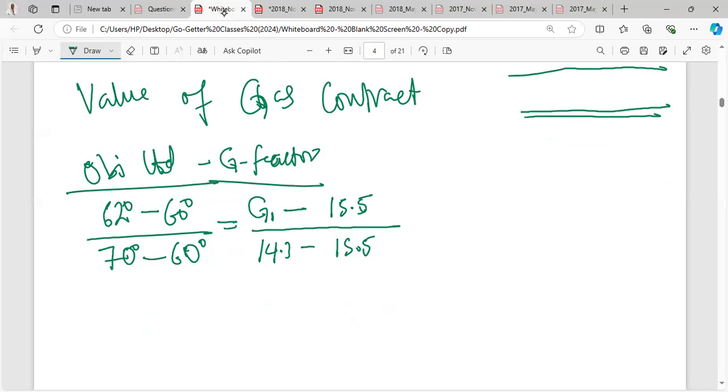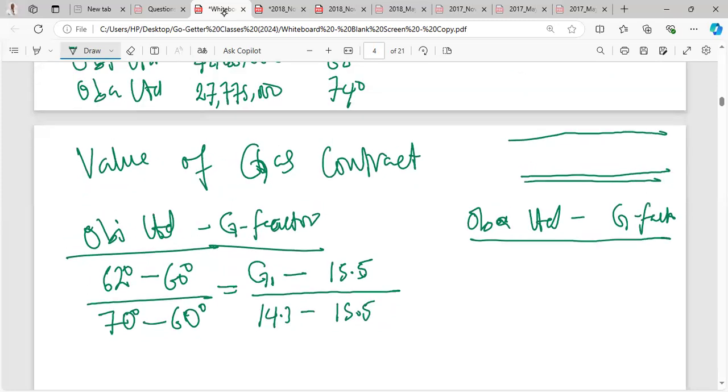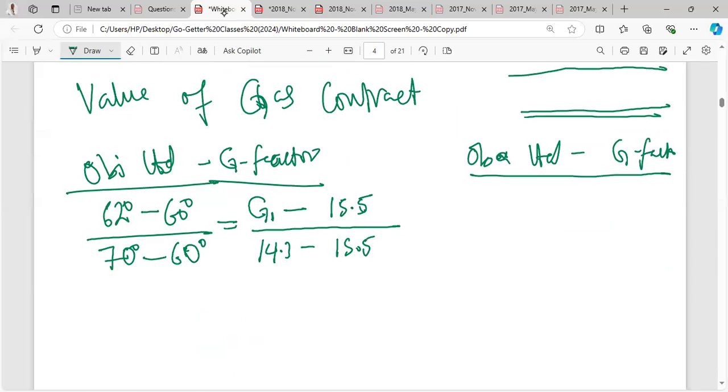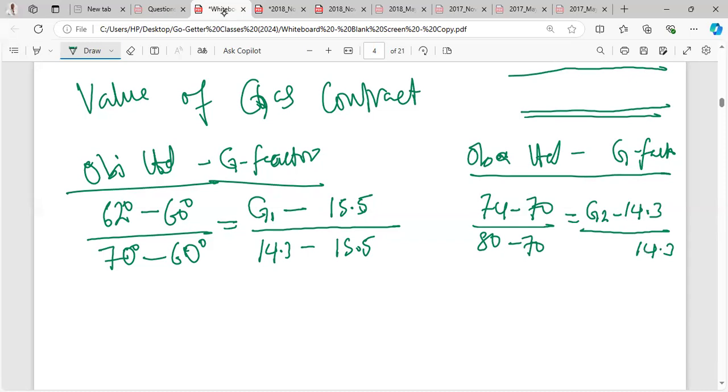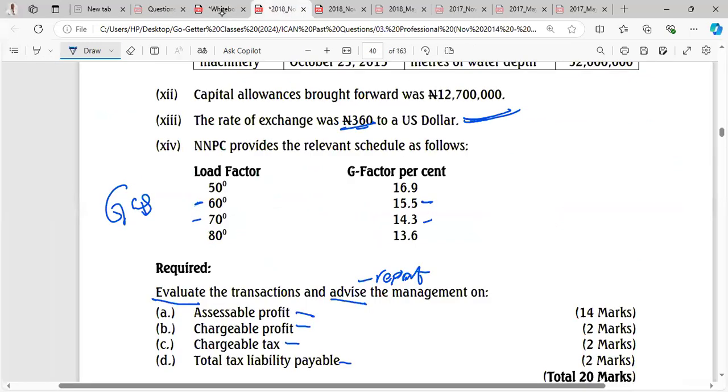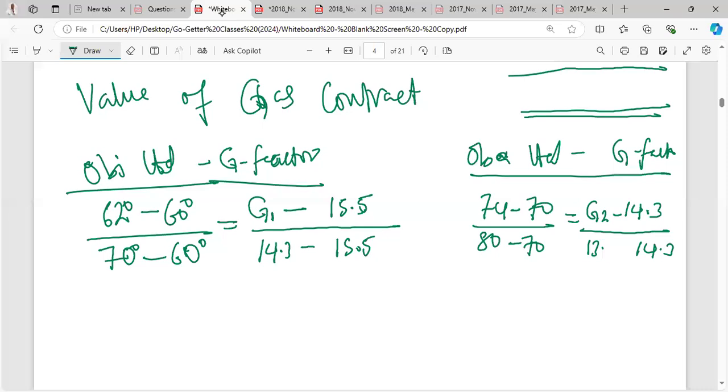So let's tidy it up here. I can come here and do the same thing for Oba Limited G factor. Oba Limited G factor here is 74. So this is between 70 and 80. So this is 74 minus 70 all over 80 minus 70. I'll call this G2 minus 14.3, which is 70, and we just need to get that of 80, 13.6. So we're doing the two at the same time.